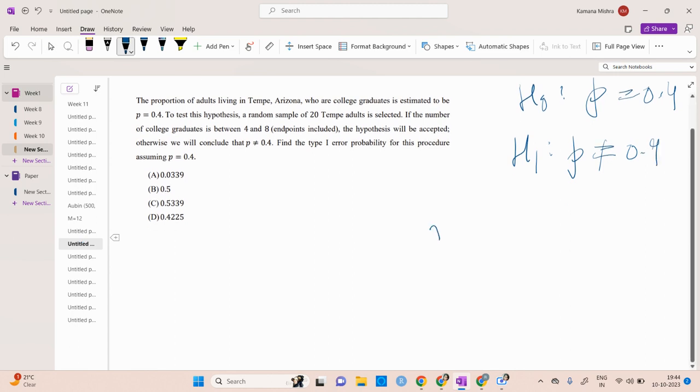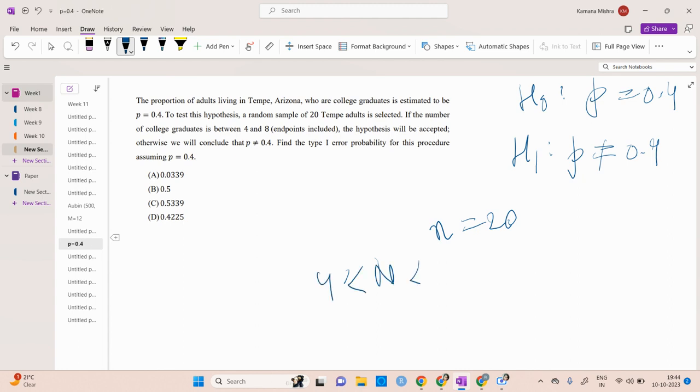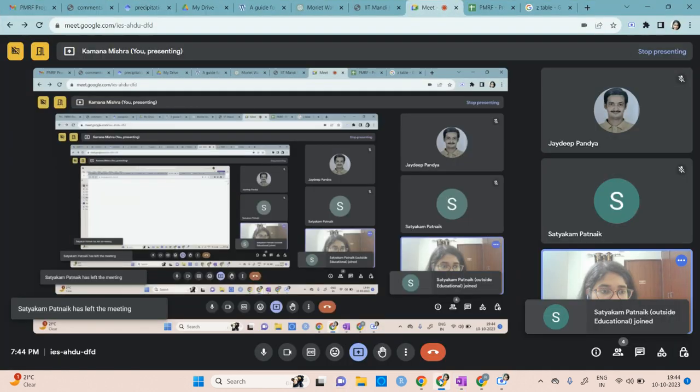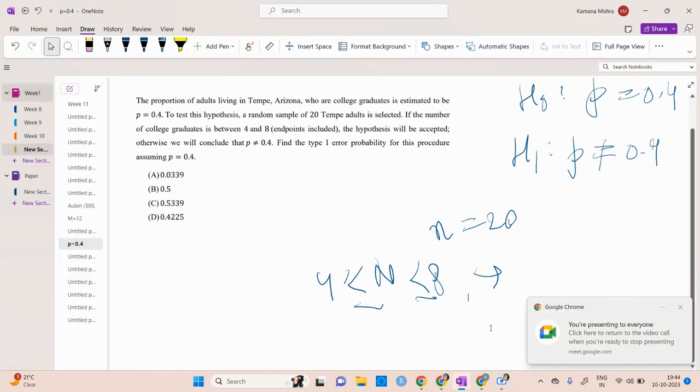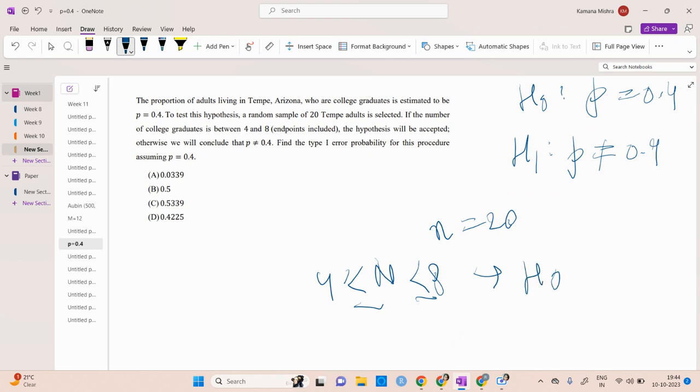And then we have taken the sample n is equal to 20, and we are saying that if the number of graduates, capital N, is in between 4 and 8, and the endpoints are included, then the hypothesis will be accepted, right? So H naught is accepted.